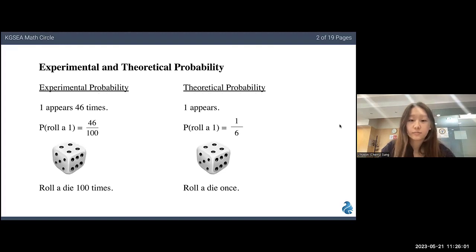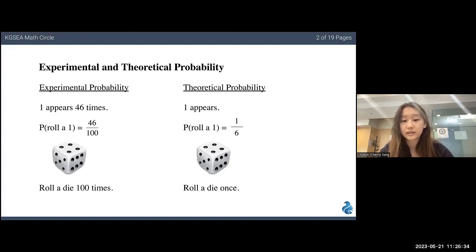There are two types of probability. One is experimental probability and the other is theoretical. Experimental probability is the probability that we're trying to find over experiments. So for example, we're trying to find the probability of the number one appearing, and we're going to roll a die 100 times to find the experimental probability. And out of the 100 times that you roll it, one appears 46 times. So the experimental probability of one appearing in this situation would be 46 out of 100.